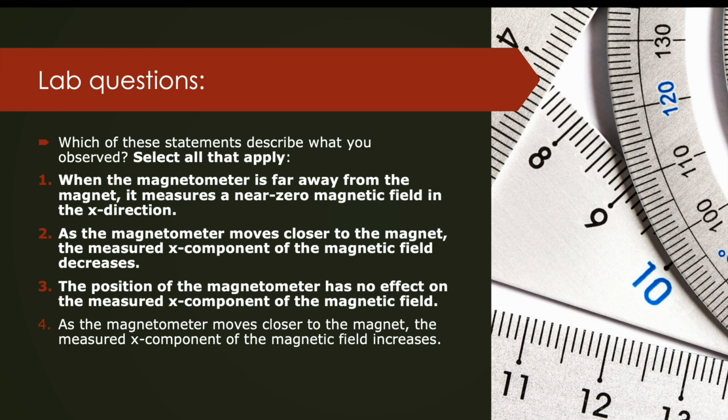I don't know if this can show up too well, but it's 1, 2, and 3. When the magnetometer is far away from the magnet, it measures a near zero magnetic field in the x direction. And as the magnetometer moves closer to the magnet, the measured x component of the magnetic field decreases, as well as the position of the magnetometer has no effect on the measured x component of the magnetic field.